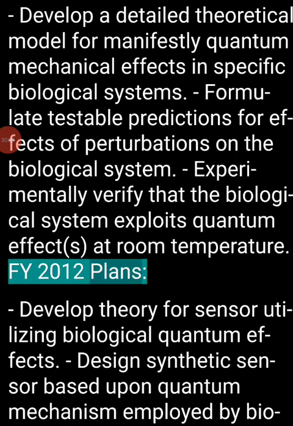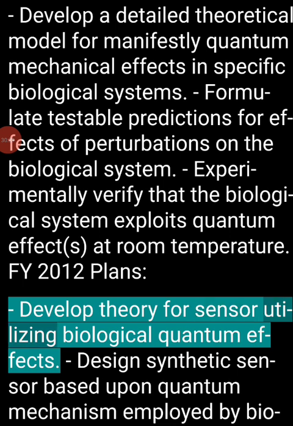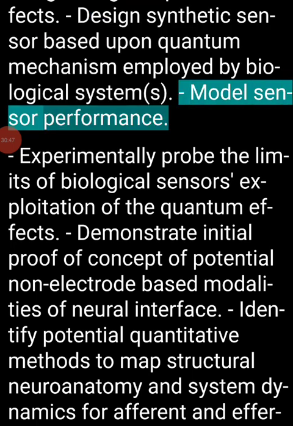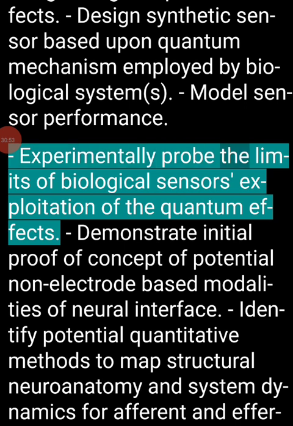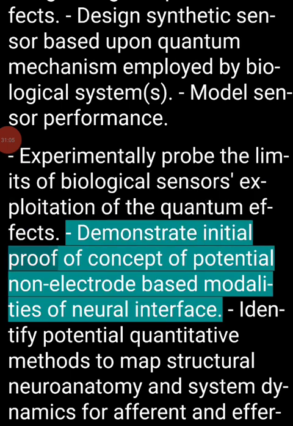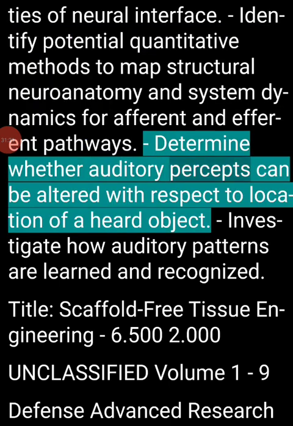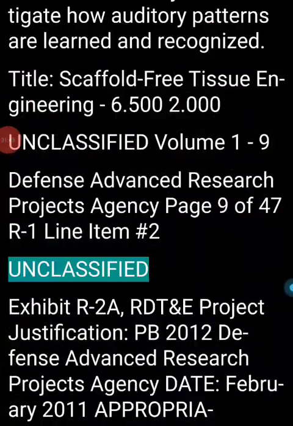FY 2012 Plans. Develop theory for sensor utilizing biological quantum effects. Design synthetic sensor based upon quantum mechanism employed by biological systems. Model sensor performance. Experimentally probe the limits of biological sensors' exploitation of the quantum effects. Demonstrate initial proof of concept of potential non-electrode-based modalities of neural interface. Identify potential quantitative methods to map structural neuroanatomy and system dynamics for afferent and efferent pathways. Determine whether auditory percepts can be altered with respect to location of a heard object. Investigate how auditory. Unclassified.